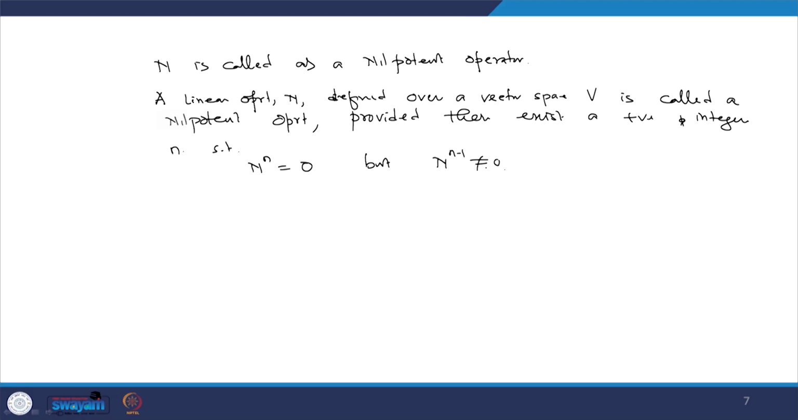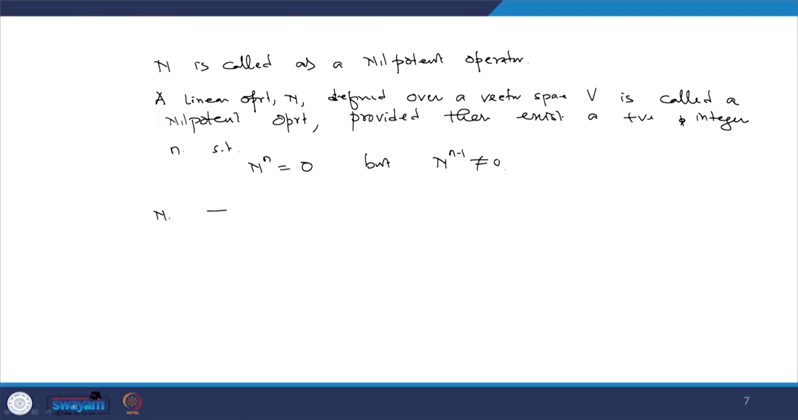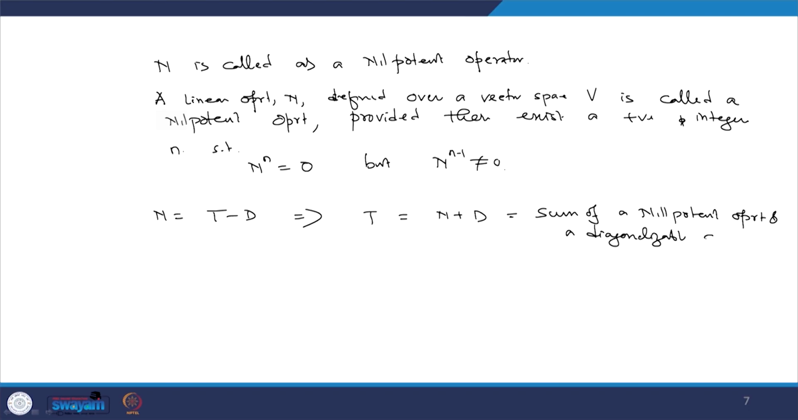So, using the primary decomposition theorem, when a linear operator T has a minimal polynomial that is a product of linear factors, in that case we have N equal to T minus D. So, this implies T equals N plus D. So, the operator T is a sum of a nilpotent operator and a diagonalizable operator. This is the beauty of this theorem. One can split the operator T into a sum of a diagonal operator and a nilpotent operator.